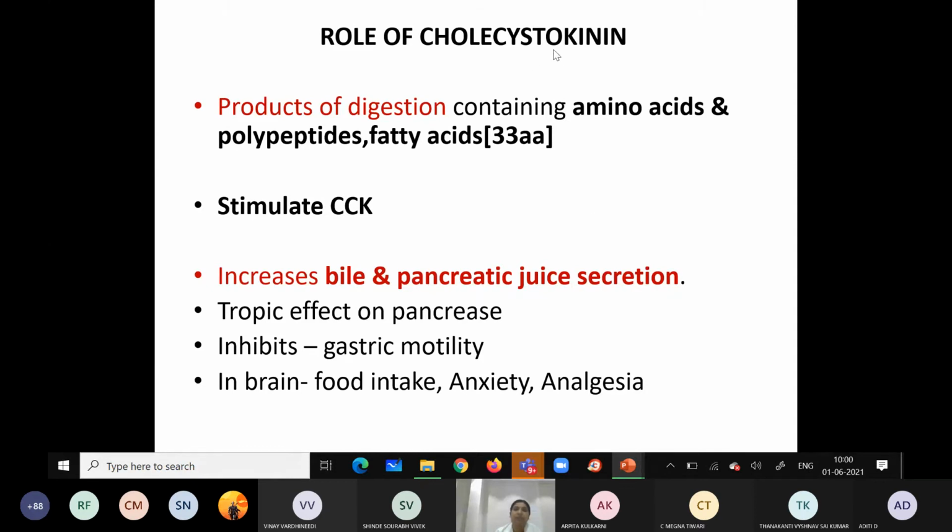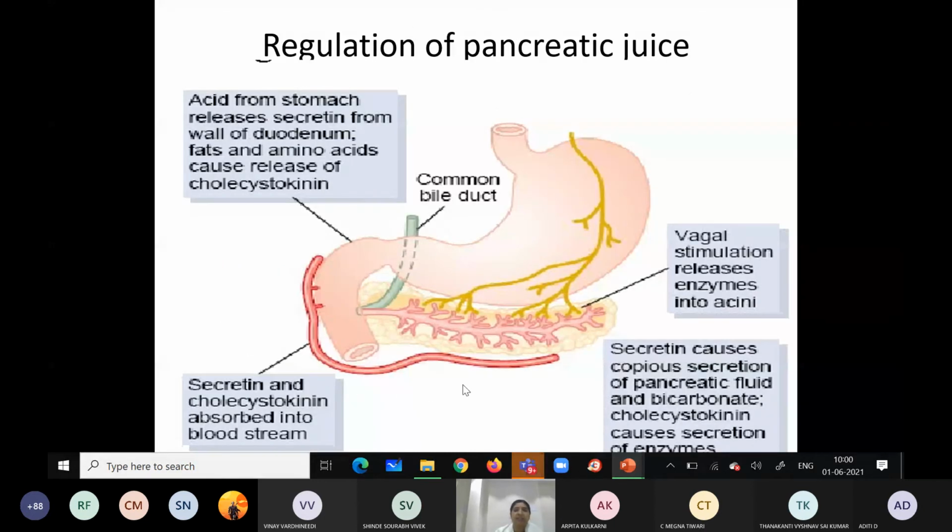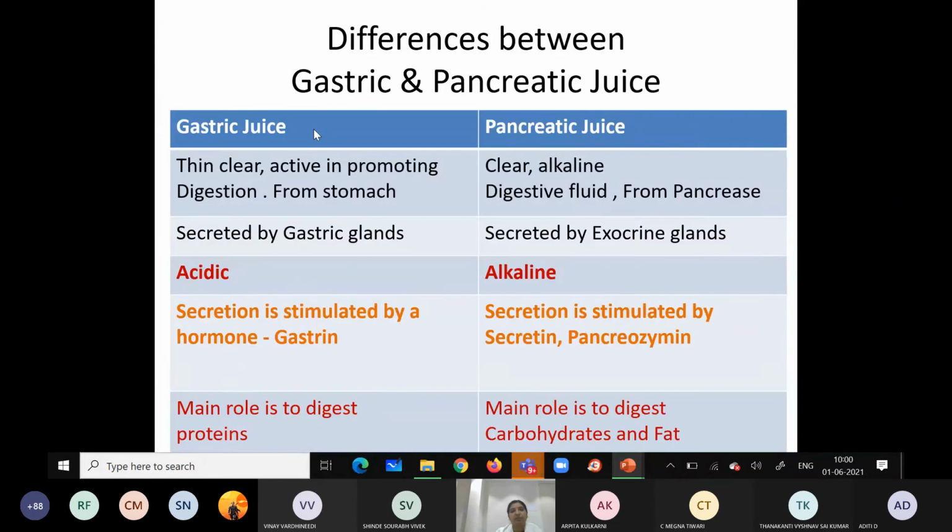So there are two receptors, CCK A and B. A receptors are found in the gallbladder, pancreas and liver, whereas B receptors are found in the brain, which regulate food intake and analgesia. So this is again depicting the same regulation, how vagus nerve stimulation releases the enzymes into the acini and increases the pancreatic juice. Role of secretin and acid.